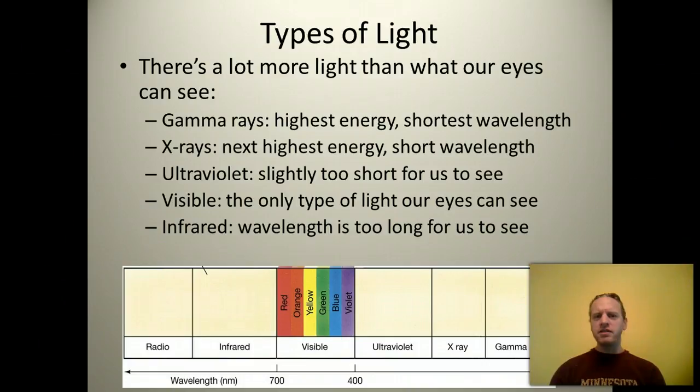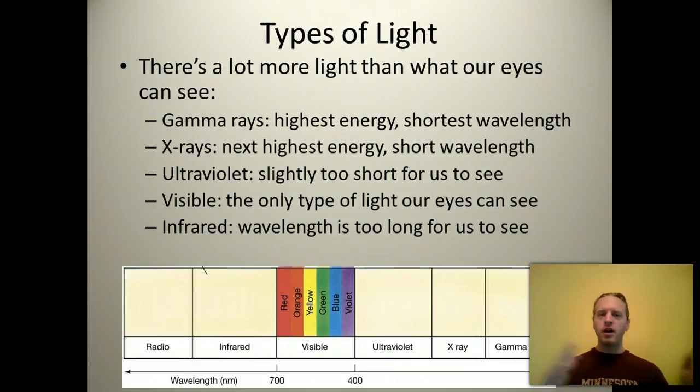When you get somewhat warm objects, they tend to give off mostly infrared light. This is why, when we're talking about the greenhouse effect, the Earth warms up enough to start giving off infrared light, but it's not quite hot enough to give off visible light. And we'll talk about exactly what that means.